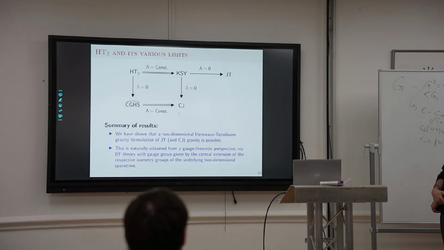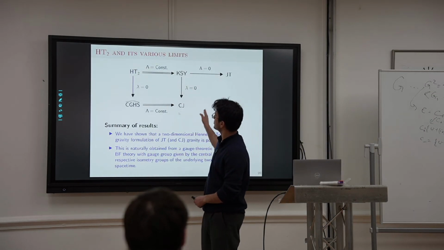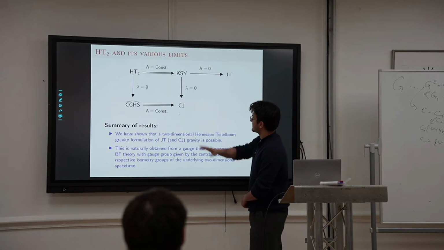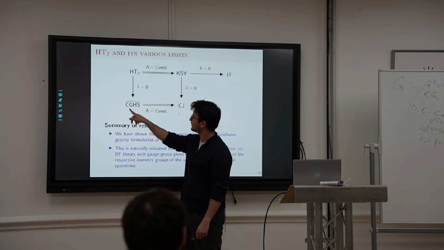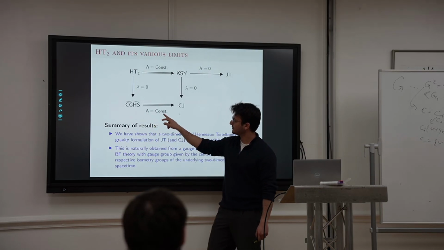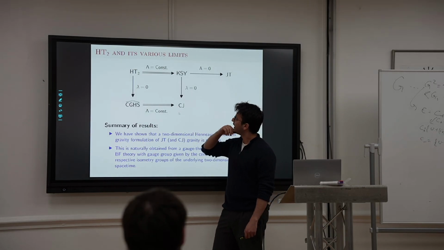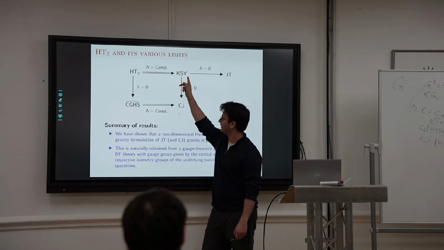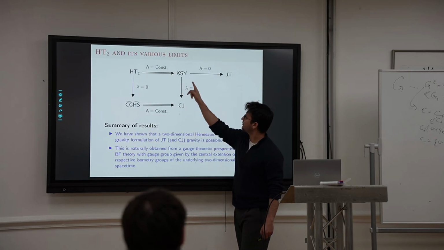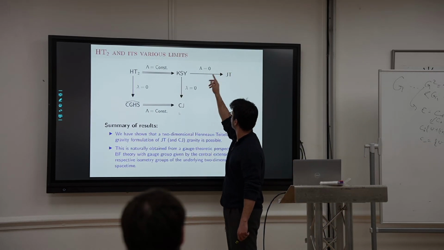So maybe a brief summary, I would say, is that we have this picture. You have HT2 sitting here, and you have all these limits. If you take the flat limit, you get the CGHS model. And if I take lambda equal to the vacuum cosmological constant and go on shell, I basically get the Jackiw. And if I take HT2 and go on shell, I find that it's the KSY model, and its flat limit is the Jackiw. Or I can take just lambda equals 0, or a shifted version of JT, and it gives me JT.